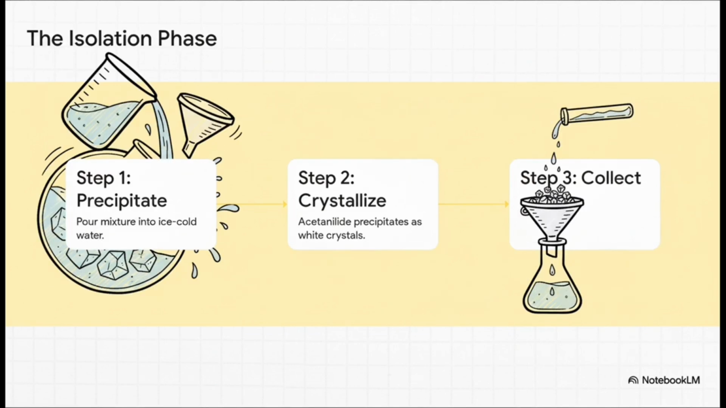And now for my favorite part, the big reveal. You take the whole reaction mixture and dump it into a beaker of ice-cold water. And bam! It's like instant crystallization. The sudden cold shock forces our new acetanilide, which isn't soluble in cold water, to crash out of the solution and form solid white crystals, right before your eyes. Then you just gotta filter them out.